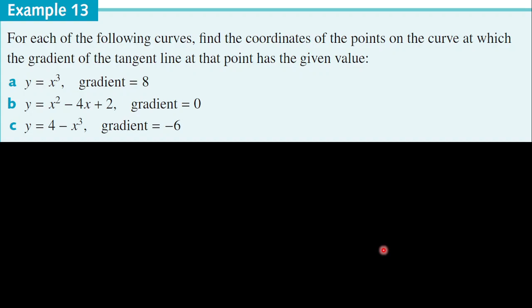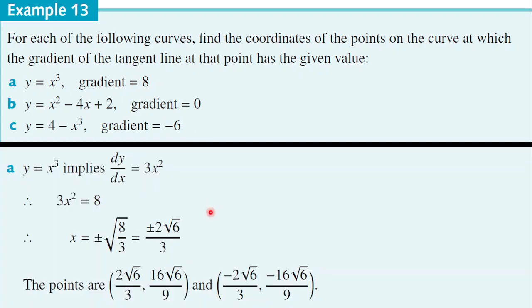Now here we want to find the gradient at a point, hang on, let me rephrase that. So you have a rule, they will give you the gradient, and you need to find the coordinates at which you get that gradient. So the point has to be on the curve. If it is on the curve, when you substitute the x coordinate into the rule, you can find the y coordinate of the point on the curve. So what you need to do for every single one of them, they give you the gradient as a value.